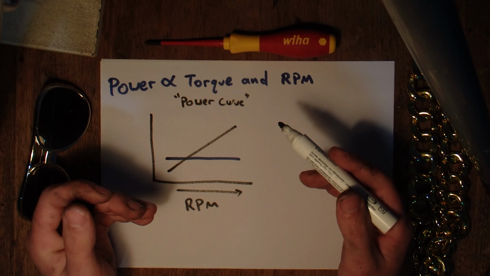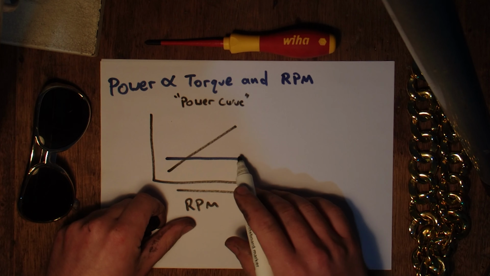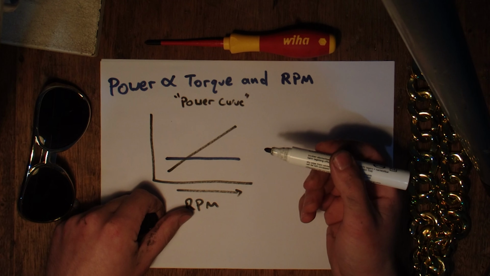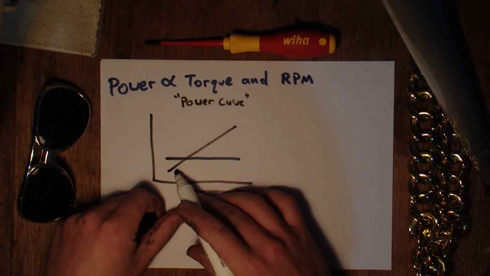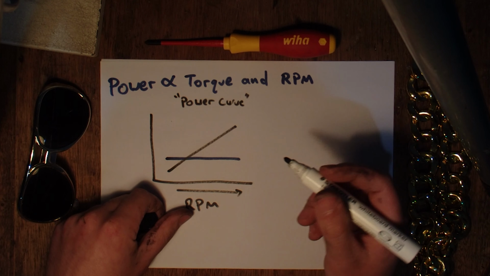But the key to interpreting it is to pretty much ignore the torque curve. The torque isn't going to describe how the car actually drives. What actually matters is the power curve, and having power is the key there.